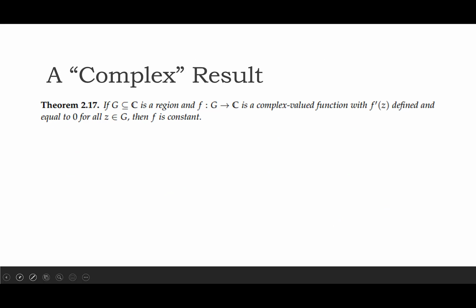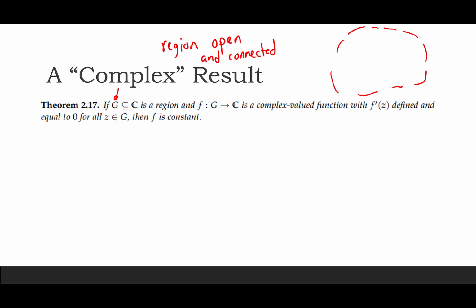Okay, so here's our complex result. Let G be a region, and remember, a region in complex analysis just means open and connected. So I'm going to give you a picture. Suppose G looks maybe something like this. Some weird blob. And I'm doing the dotted lines because we're dealing with an open set here. But it's an open connected set.